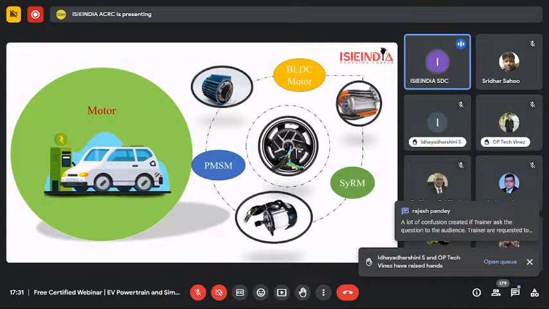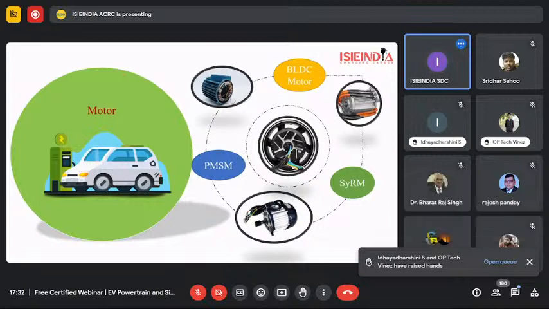Like they need a sudden increase, then a sudden change in speed. So for that, there are some advanced motors, and because of this advancement in these motors, electric vehicles are moving towards them. They are BLDC motors, PMSM motors, and synchronous reluctance motors.